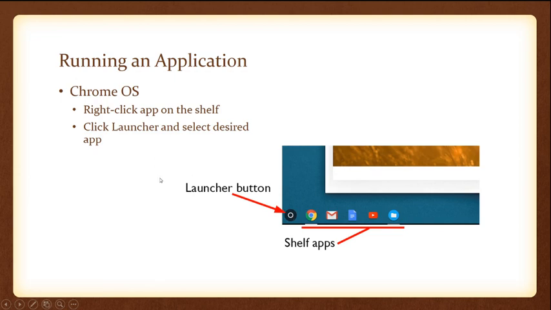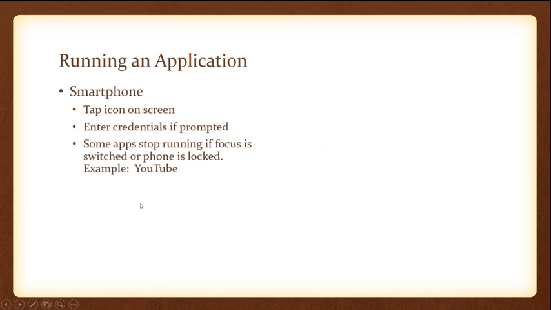Now I also want to talk about running an application on a smartphone. And again, most people know how to do this. You can either tap the icon on the screen. If they ask you to enter credentials, you would need to do that to be able to show permission.